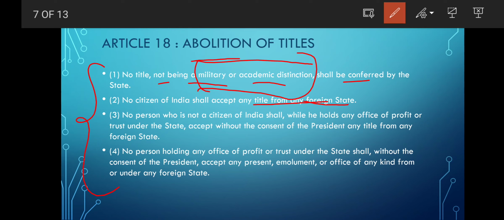Then a foreigner holding any office of profit or trust under the state cannot accept, without the consent of the President, any title from any foreign state. He cannot accept it without the consent of the President of India. And the fourth one states that no citizen or foreigner holding any office of profit or trust, or any position, can accept any present, like gifts, without the consent of the President of India. So this is the statement for Article 18, that is abolition of titles.